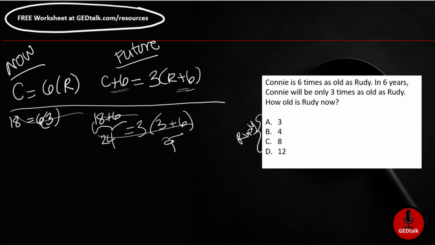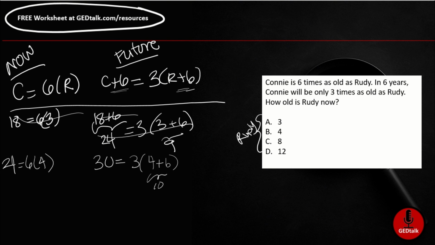B is 4. So we're going to say 6 times 4, and 6 times 4 is going to give me 24. And so if Connie is 24 now, in 6 years, she will be 30. And she has to be 3 times as old as Rudy. So we'll just put the 3 there. But we would do 4 plus 6, and this is equal to 10. So Rudy in 6 years would be 10.